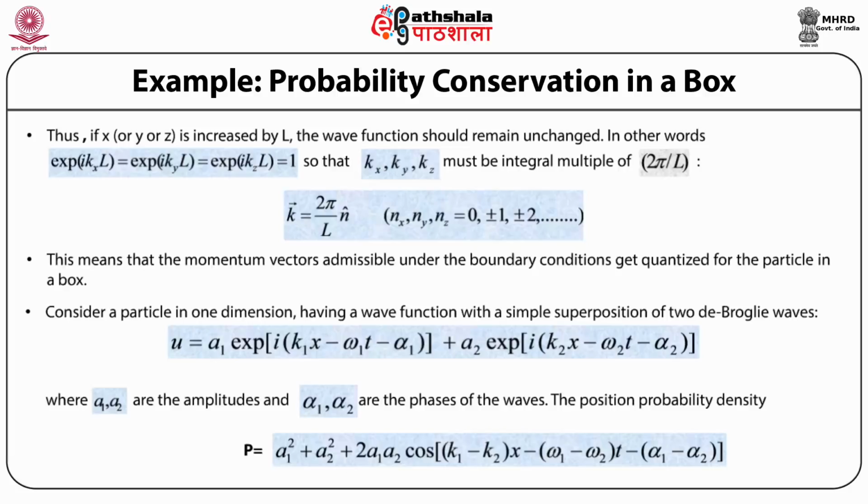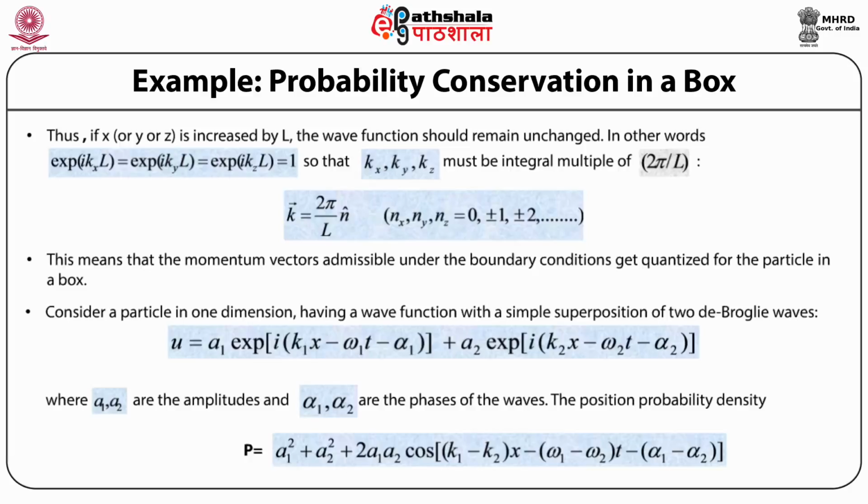Thus, the vector k can be written as k equal to 2 pi by L times the operator n, where the operator n has the x, y and z components given by nx, ny and nz respectively, such that nx, ny and nz take the values 0, plus minus 1, plus minus 2 and so on. That means the components nx, ny and nz of the n operator take integral values. This means that the momentum vectors admissible under the boundary conditions get quantized for the particle in a box.